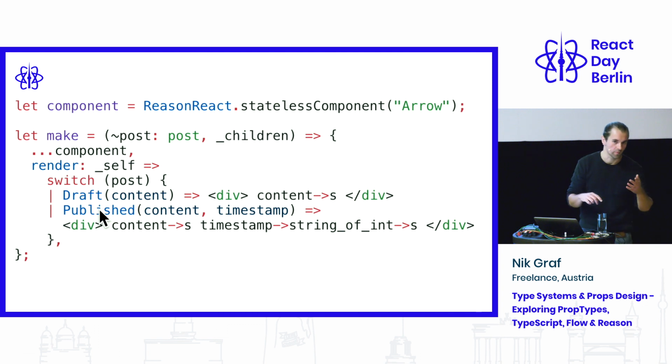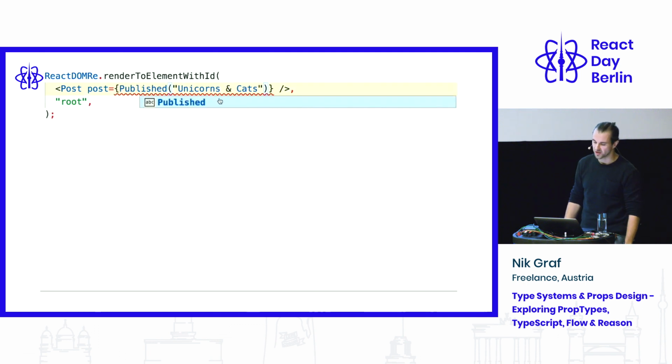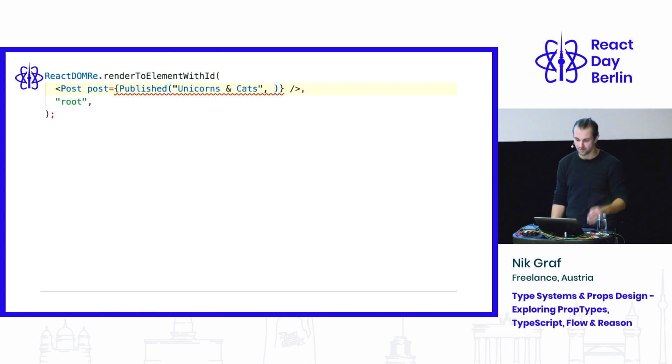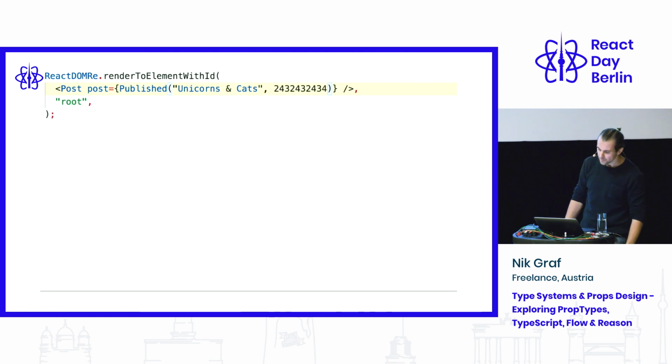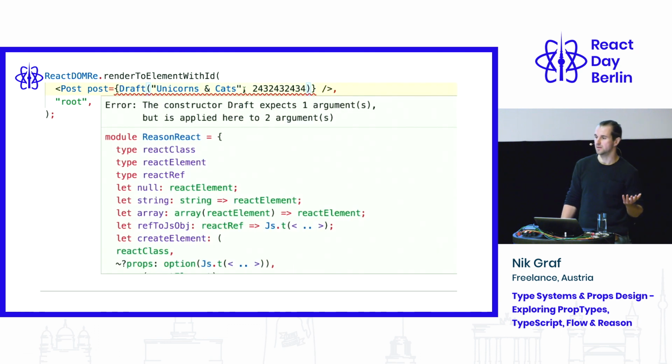This is what the previous speaker talked about, like exhaustive matching. Cool. Let's look at the experience. So we have drafts. We basically pass in our content. If we change to published, it will tell us, hey, you're missing something. So I pass in a timestamp. If I change back to drafts, it tells me right away, hey, this is not correct.